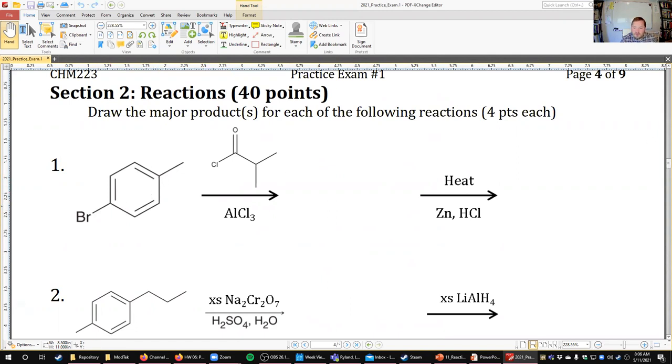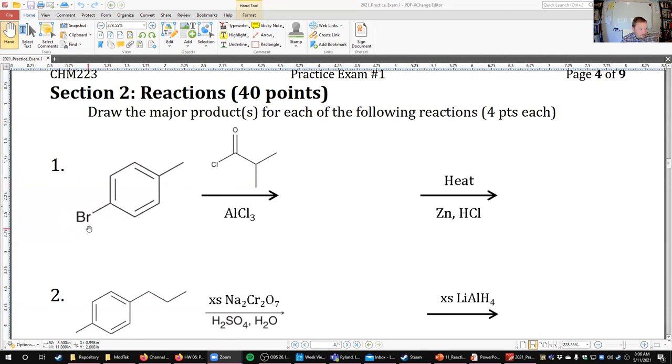So the key with these is if you have two substituents on the same benzene ring, there are two possibilities. Either they're going to work together and give you a couple options that coexist, that satisfy both of the substituents, or if they're competing, like they are in this case, you go with whatever's the stronger activator. The stronger activator is going to control where everything else goes.